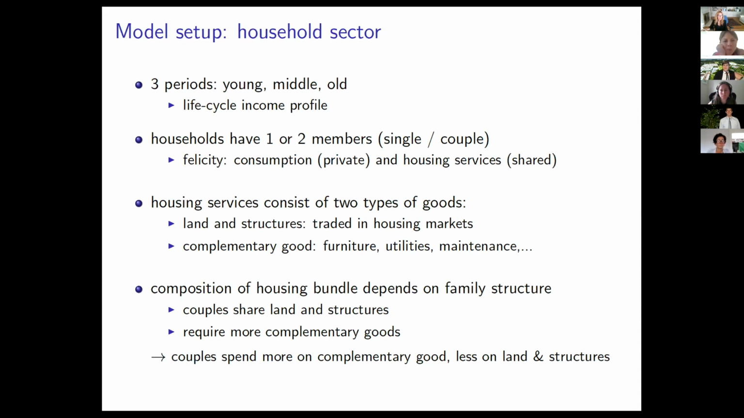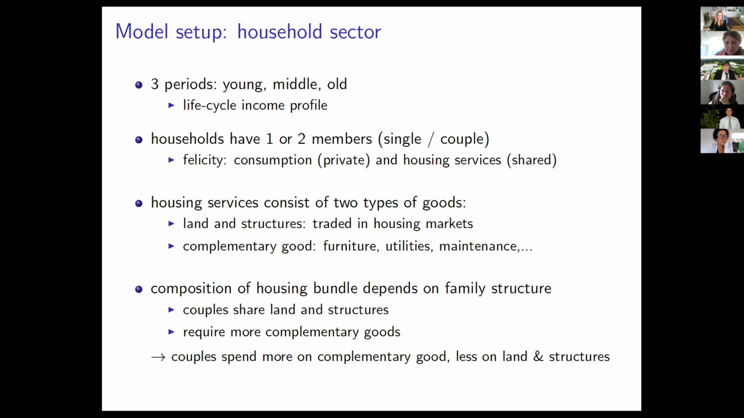The relative importance of the 2 kinds of goods depends on family structure. So why might that be? Well, for instance, couples need only 1 kitchen and 1 bathroom, meaning they can at least partially share this land and structures. But part of the complementary good cannot be shared. For example, you're going to need more utilities and more frequent cleaning when more people live in the house.